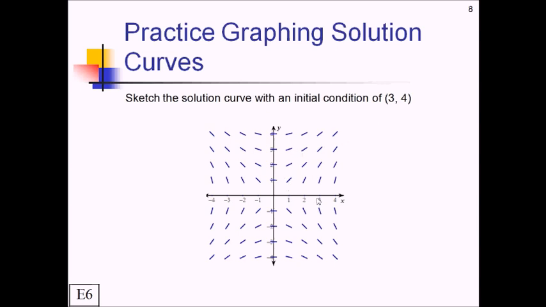All right, so at 3, 4, that's right here. So this tangent line's our launching off point. We are going to follow that tangent line as far as we can and get to the other side.